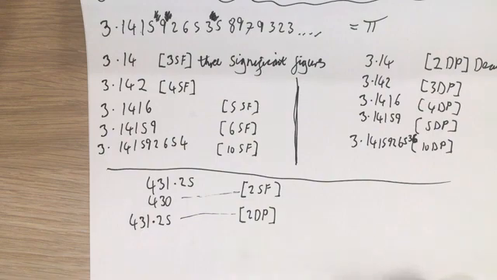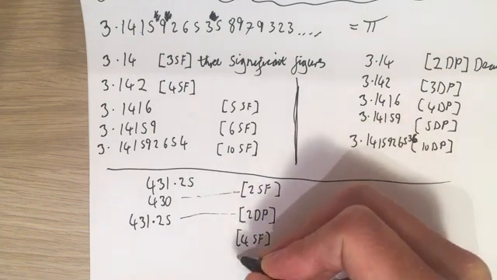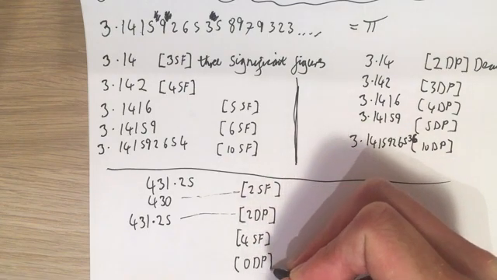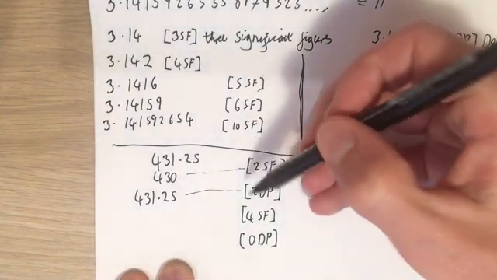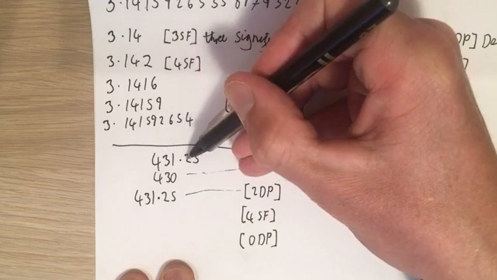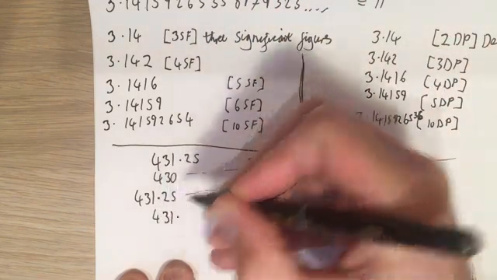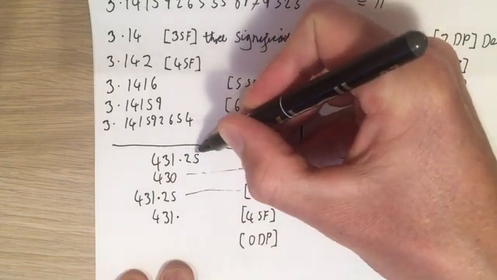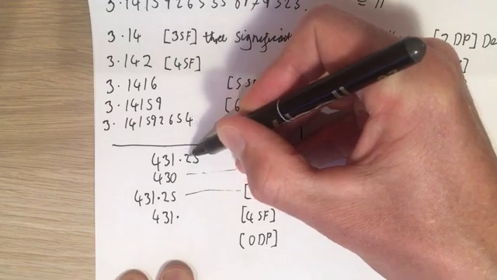If I wanted to have 4 significant figures or 0 decimal places, I can do them as well. Pause and have a go. So my last 2 examples, 4 significant figures. I want to keep 1, 2, 3, 4 numbers. So that's going to be 431 point. And after the 2 comes a 5, so that makes it round up. So it's going to be 431.3.